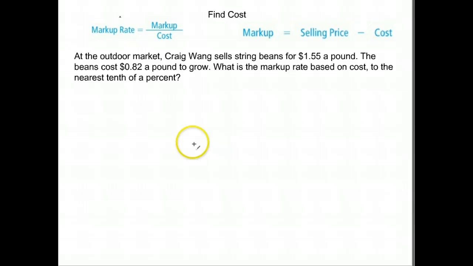This next example, let's see. At the outdoor market, Craig Wing sells string beans. He sells them for $1.55 a pound. So that's my selling price. The beans cost 82 cents a pound to grow. What's the markup rate based on cost? Well, here they've taken us back to where we came from. I think this question may be in the wrong batch, but we'll go through it.